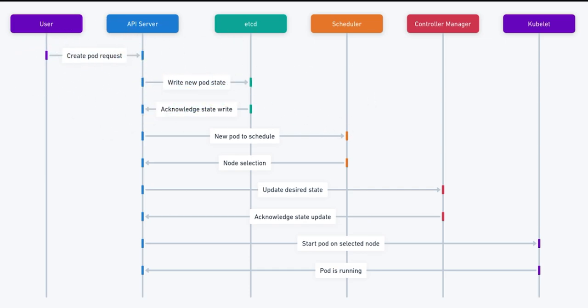The flow ensures that the control plane components, like the API server, scheduler, and controller manager, maintain the desired state of the cluster, while worker nodes, through Kubelet, execute the workloads.